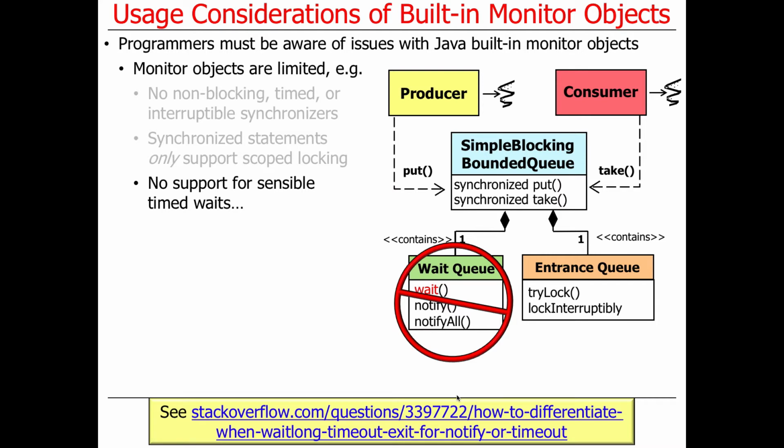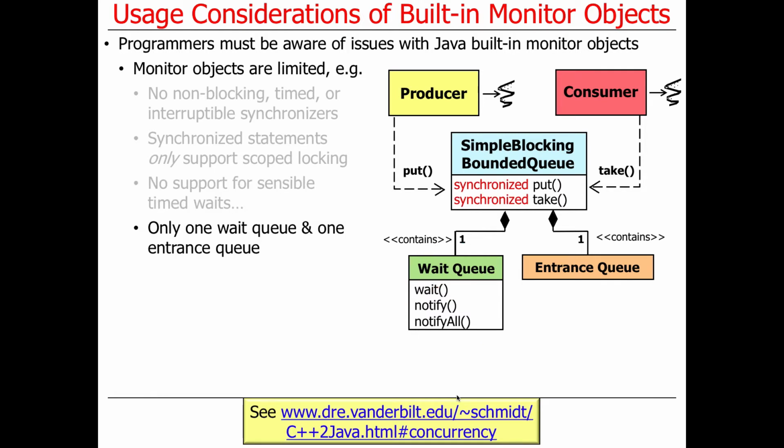There's also no sensible support for timed wait operations. If you were curious about this, take a look at this link. The wait operation doesn't return a value. The timed wait operation doesn't return a value that indicates what happened. And so as a result, it's very hard to tell whether something timed out or not. There are weird, hackish workarounds for that, but it's basically a limitation. And that's yet another reason why they added condition objects, which do have sensible return values to indicate whether something timed out if you use a timed wait.